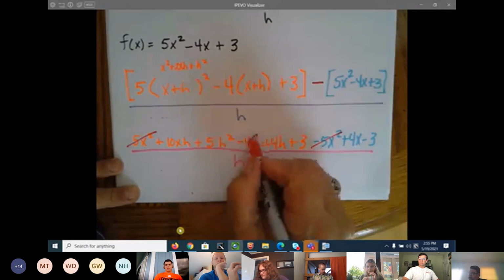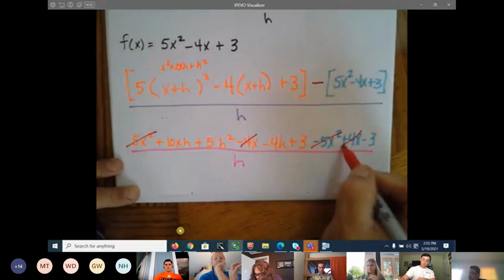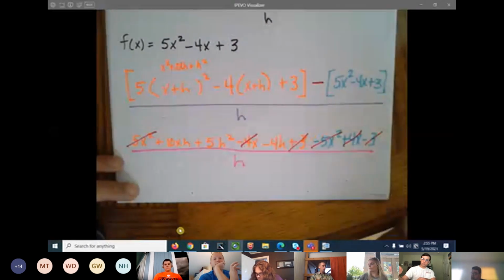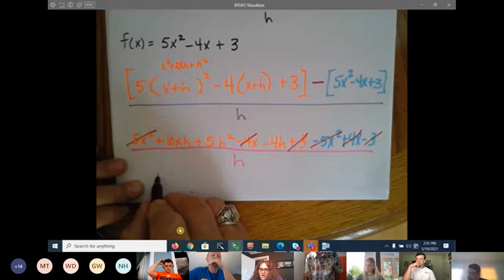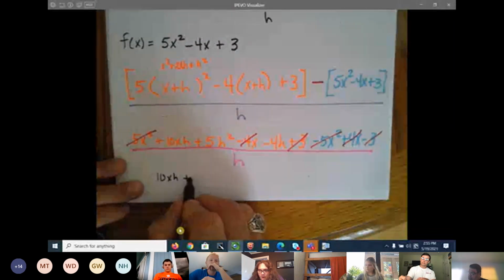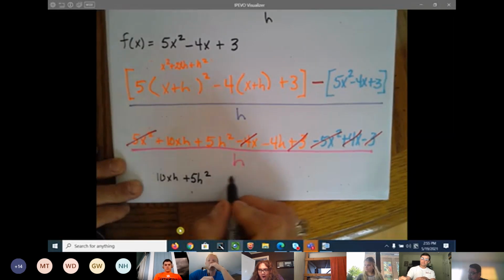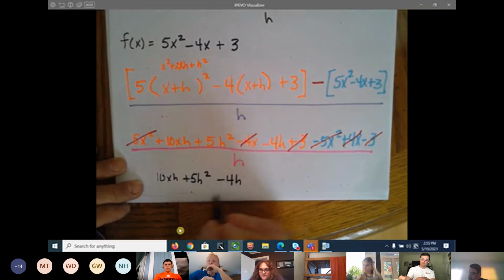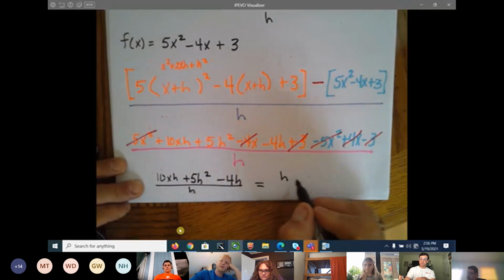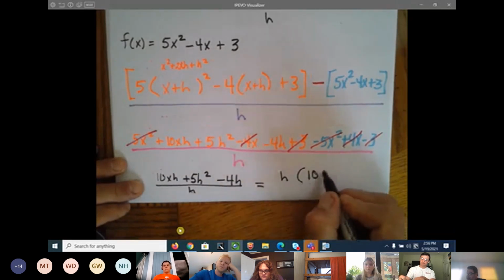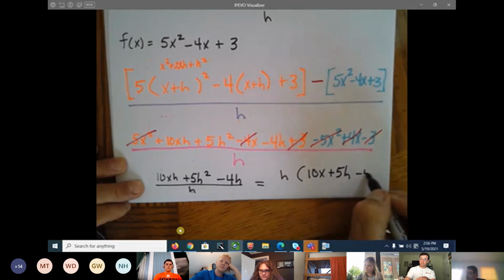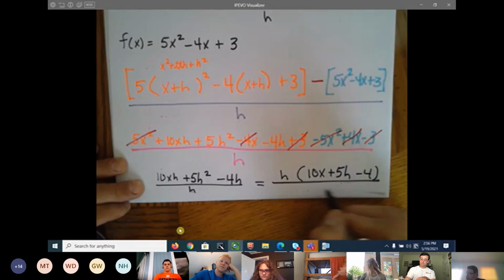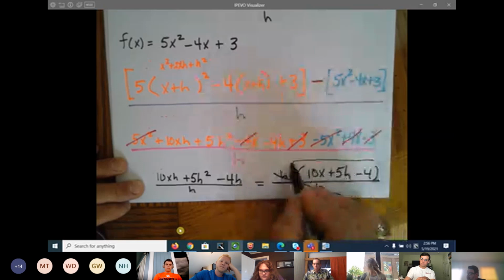All right, 5x squared goes out. 4x goes out. 3 goes out. And you get, I'm going to write it in black now, 10xh plus 5h squared minus 4h over h. You can factor out an h, and that's 10x plus 5h minus 4 over h. And this is your answer.